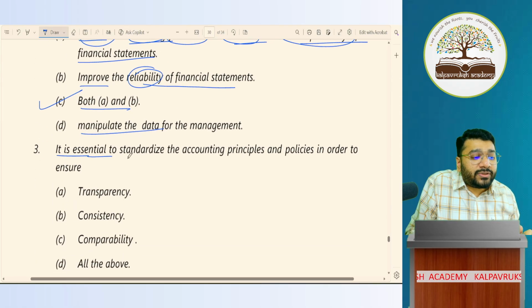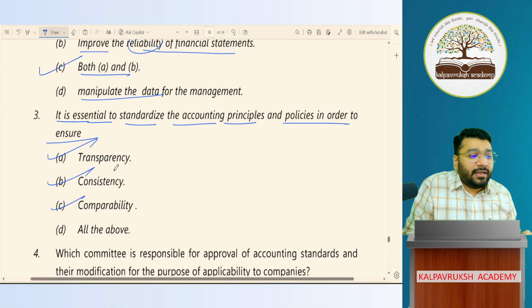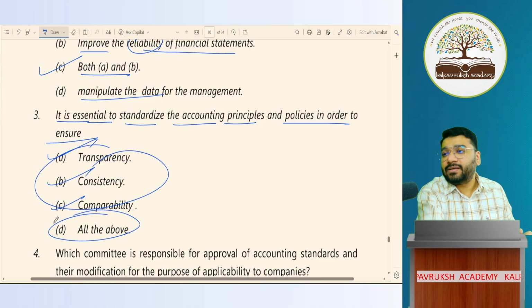It is essential to standardize the accounting principles and policies in order to ensure transparency, consistency, comparability. So the answer is all the above. D is the right answer.